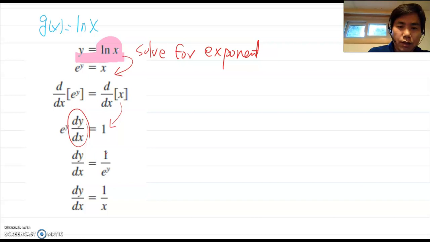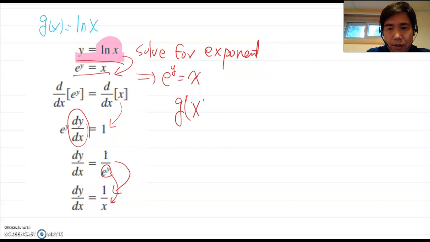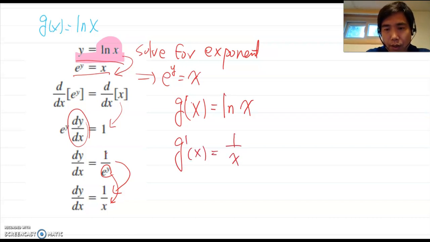Now, how can we go from here to here? Please go back to the original form, where e to the y equals x. Therefore we can replace e to the y with x here. Based on this proof, we can confirm that whenever we have the natural logarithm function, g prime x becomes 1 over x. So this is the basic natural logarithm formula.